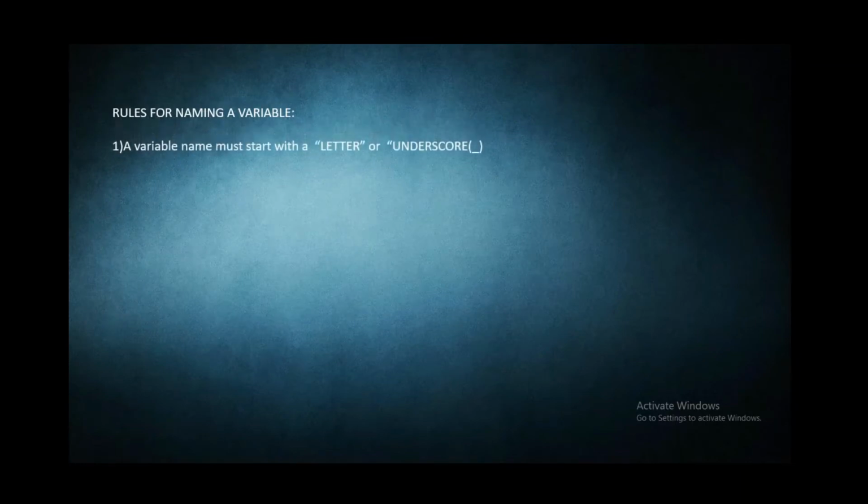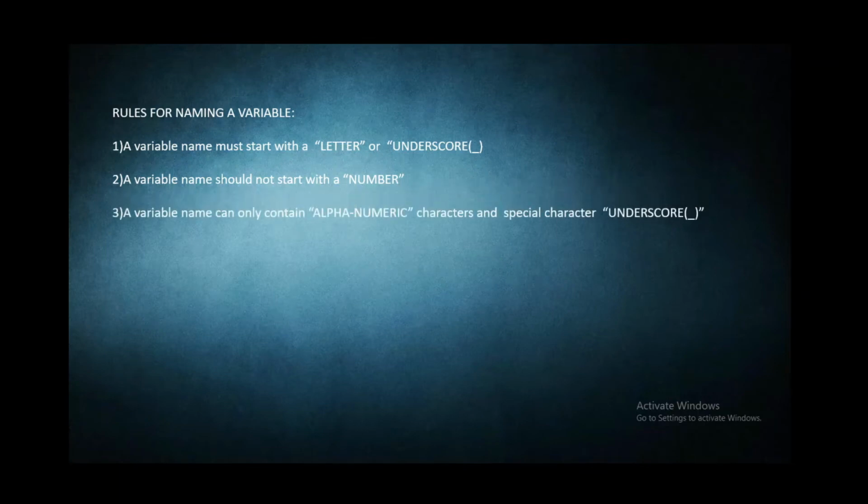Here are some of the rules for naming a variable. A variable name must start with a letter or an underscore character. A variable name should not start with a number. A variable name can only contain alphanumeric characters and special characters like underscore. A variable is case sensitive. That is, two variables with the same name but differing in the case of letters, let's say one with uppercase letters and another with lowercase letters, are treated as two different variables.